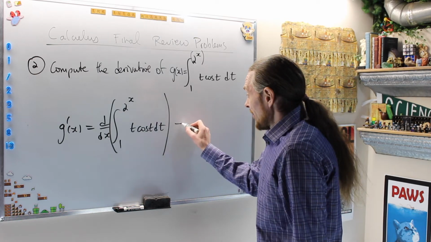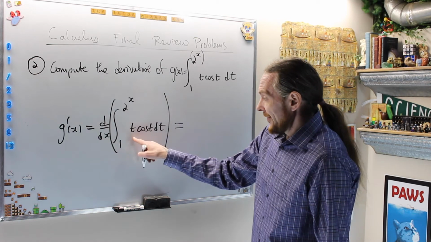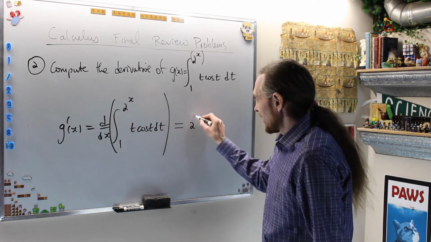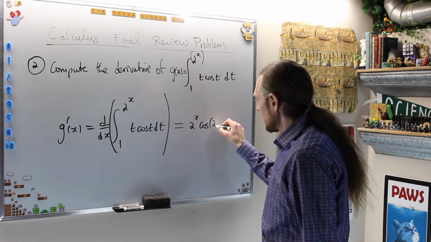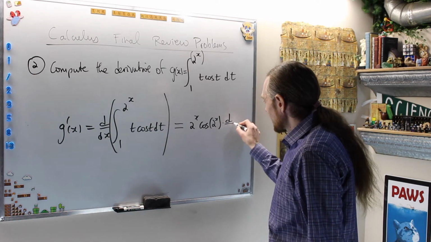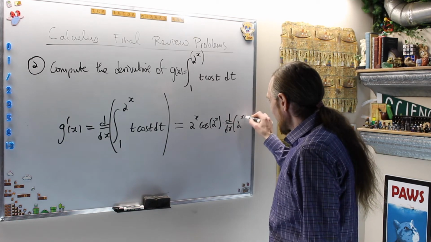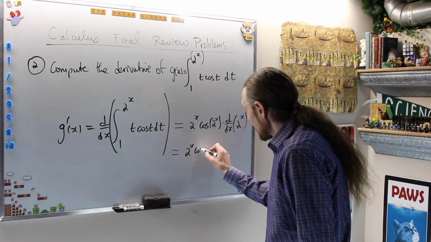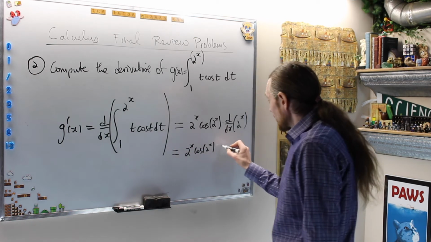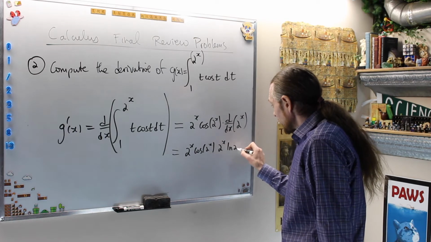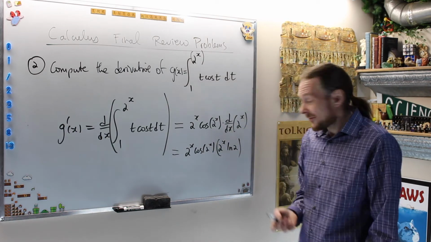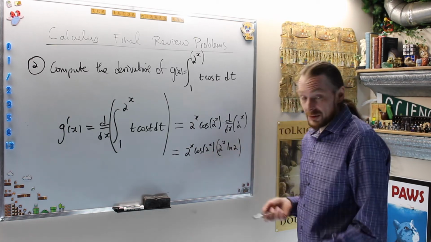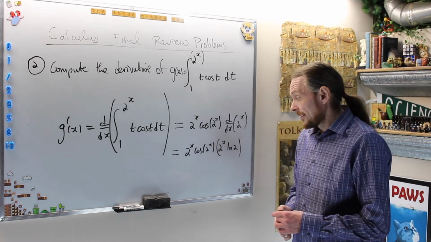This says that I'm allowed to write this as the derivative of this thing is equal to, I just put whatever's here into where t is, so I just get 2 to the x cos of 2 to the x, but now times the derivative of 2 to the x, which is equal to 2 to the x cos 2 to the x times 2 to the x ln 2. The derivative of every exponential function is proportional to itself, and the proportionality constant is log a, or log 2 in this case, because the base is 2.